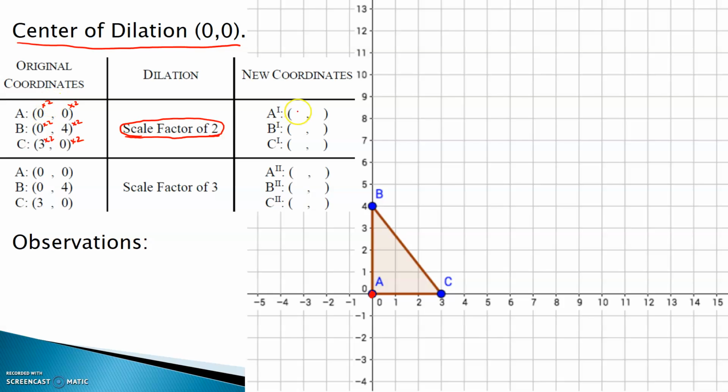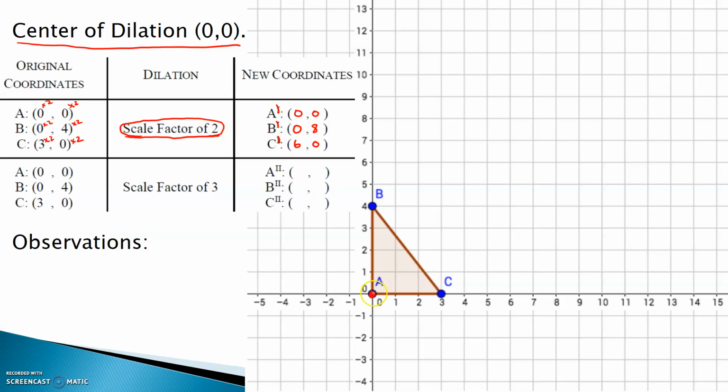0 times 2 is 0. 0 times 2 is 0. All right, it's kind of nice. 0 times 2 is 0. 4 times 2 is 8. 3 times 2 is 6. 0 times 2 is 0. So these are going to be now my new A prime, B prime, and C prime. So let me go ahead and graph that.